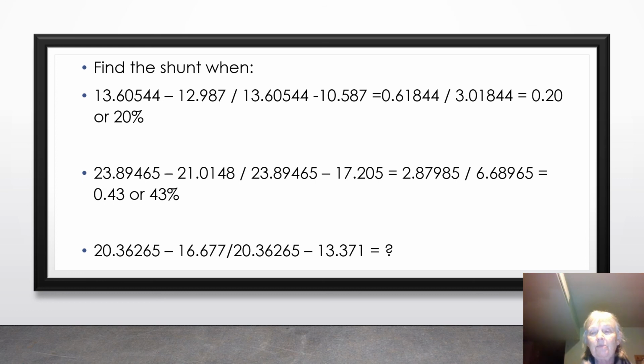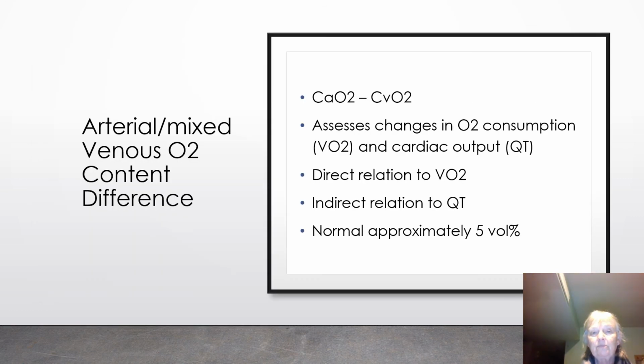A couple of them are worked out here, and then one for you to work out also. Then one of the last things we look at is your CaO2 minus your CvO2. What's the difference? What did we send out? What did we get back? And the norm for this, as you can see, is approximately 5 vol%. If it's more, we need to know what's going on. If it's less, quite a bit, we also need to know what's going on. As you can see, it has a direct relationship to how much oxygen we're actually using, and an indirect one to how much you sent out.